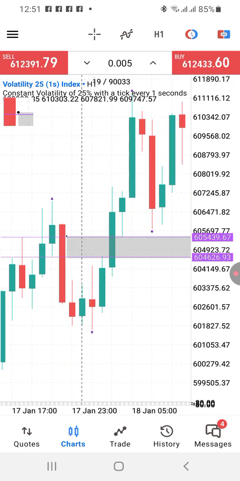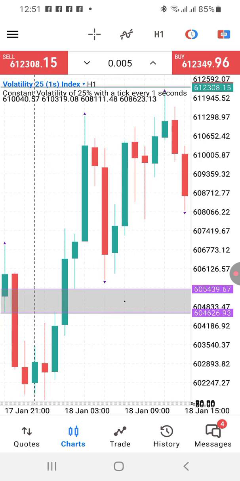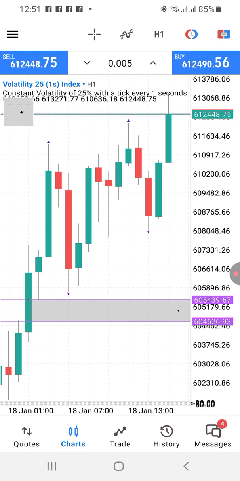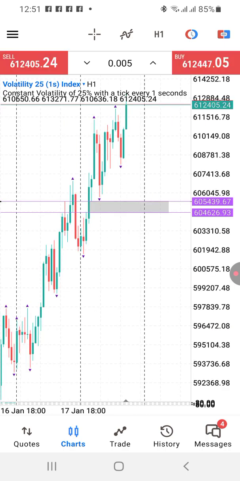Once we zone the fair value gap like this, you can see that there is a gap between the top line and the bottom line. You realize that there is a gap, so that's a fair value gap. So we want to extend the zone.